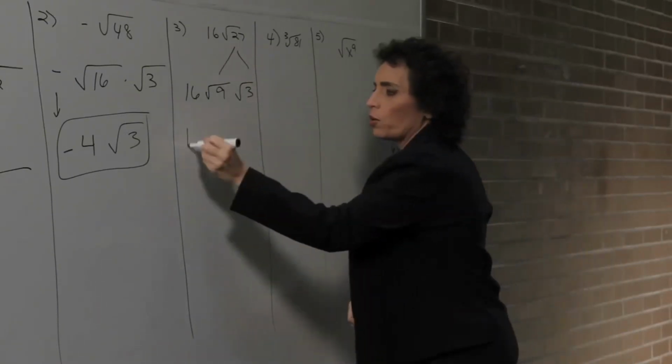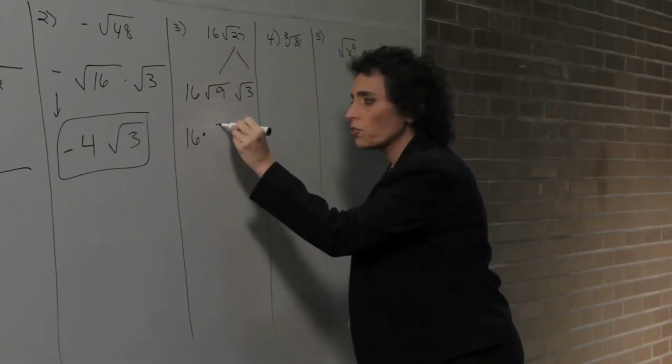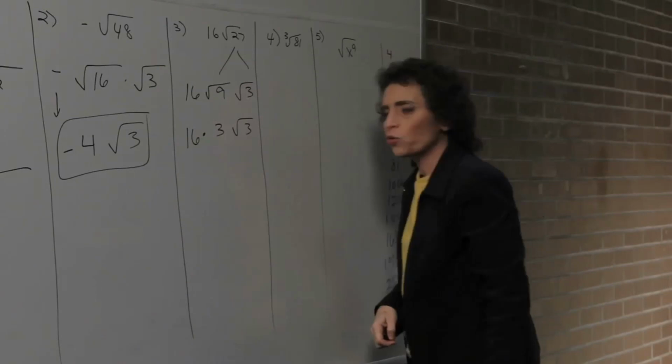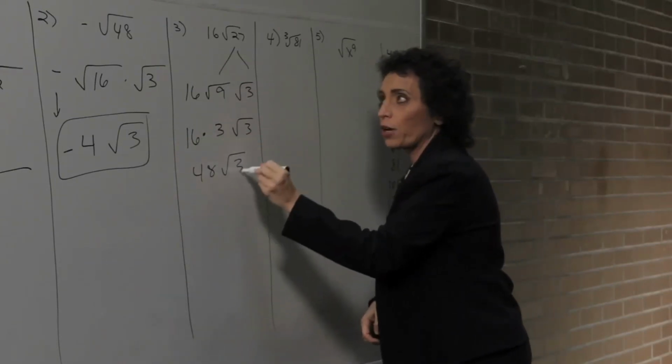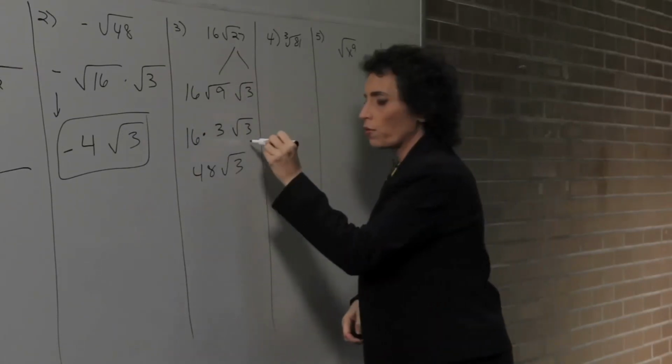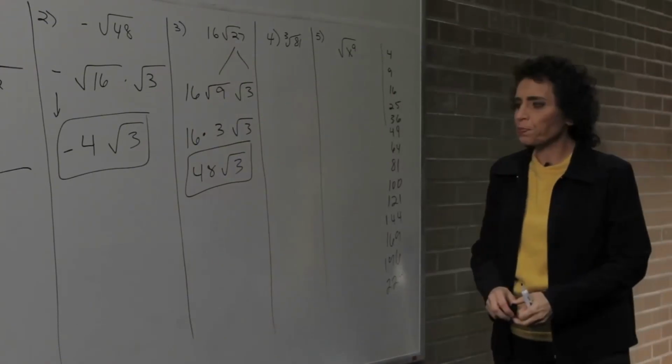So now we go 16 times the square root of 9. 9 is a perfect square. It comes out of the house. 3 is not a perfect square. It stays in the house. 16 times 3 is 48, square root of 3. Okay, 48 square root of 3, and you are done. 48 times the square root of 3.